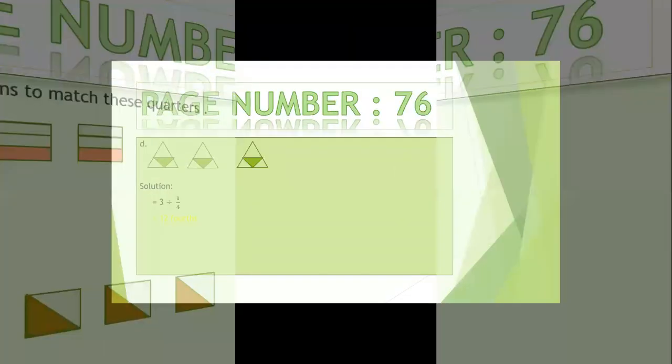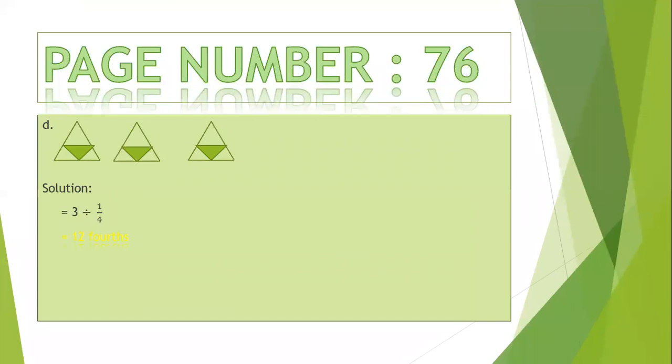Part C is your homework. You will follow the same pattern. I did part D for you. 3 triangles are given and you see that each triangle consists of 4 parts and one portion is shaded. So according to the portions, 4 will be in the denominator and the shaded portion, the fraction will become 1/4. And there are 3 diagrams, so we write 3 divided by 1/4.